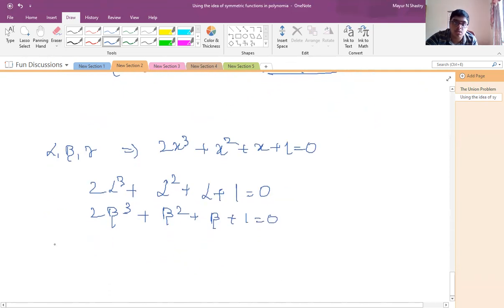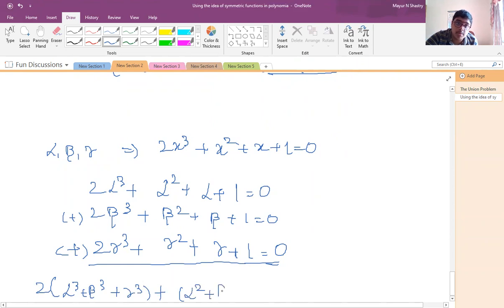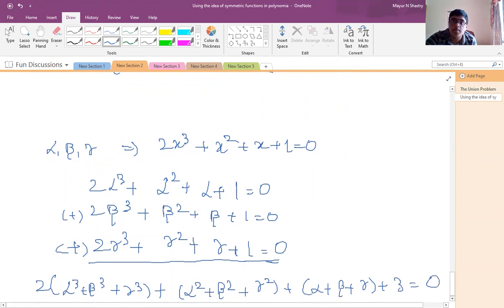And again, you could do this directly if you have practice. 2 gamma cubed plus gamma squared plus gamma plus 1 equals 0. I'm doing this so that you realize how symmetric functions actually work. So again, we had all these equations as usual. We get twice alpha cubed plus beta cubed plus gamma cubed, plus alpha squared plus beta squared plus gamma squared, plus alpha plus beta plus gamma, and plus 3. This equals 0.